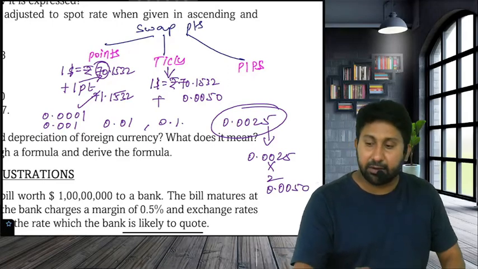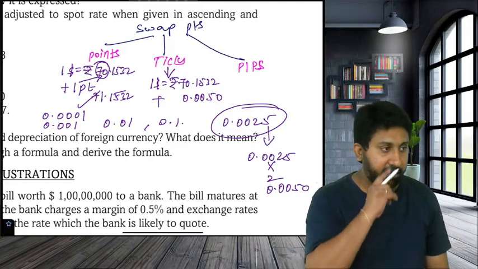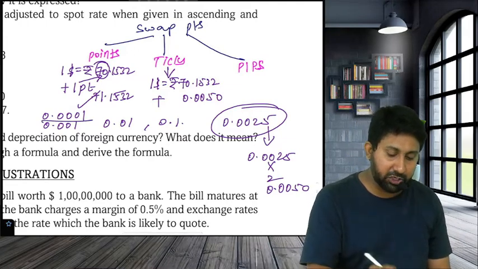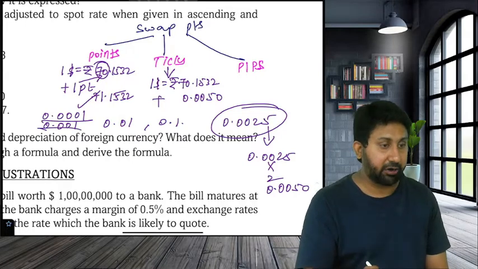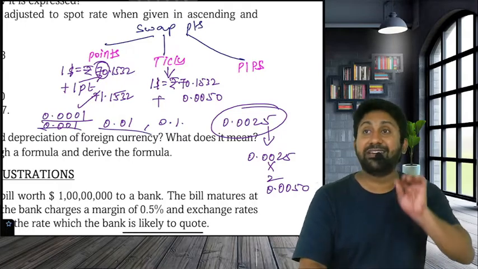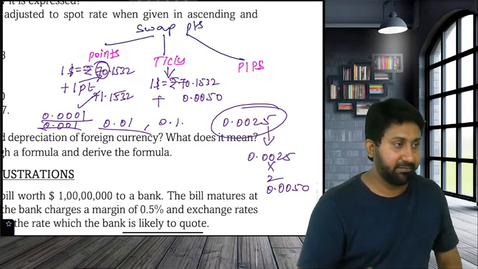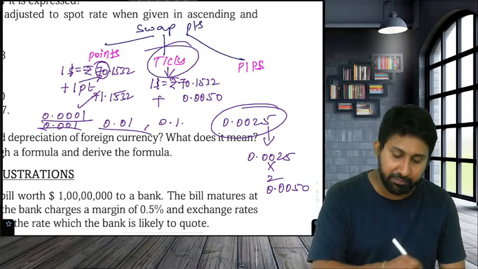Sometimes it depends on what denomination they have given in the question. If they give the denomination of 0.0001, you have to adjust accordingly. They will tell tick increase, tick decrease. This is how the ticks will be calculated.